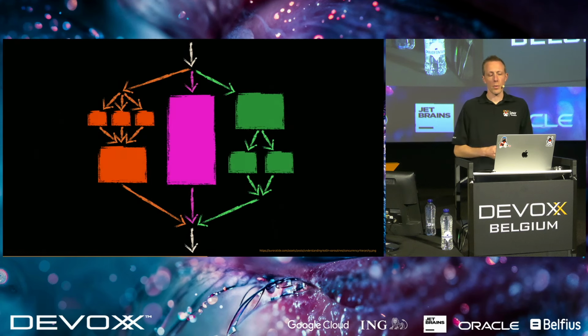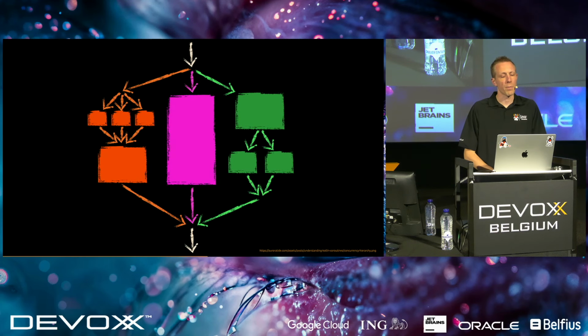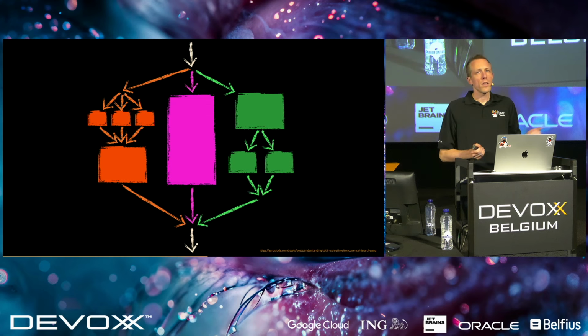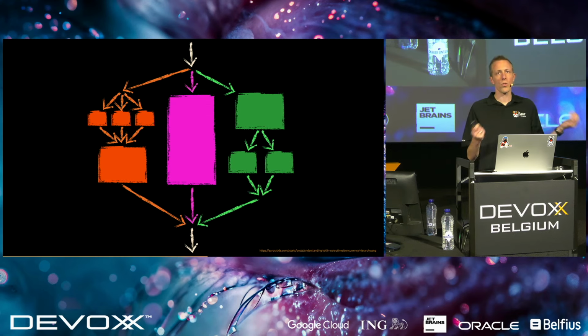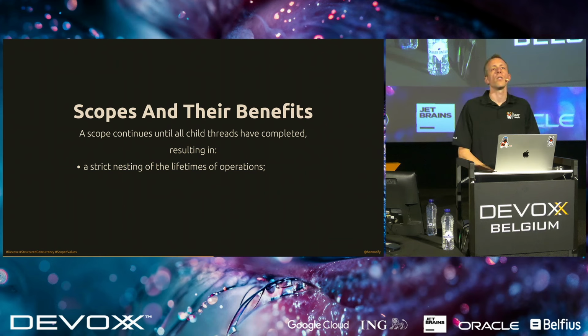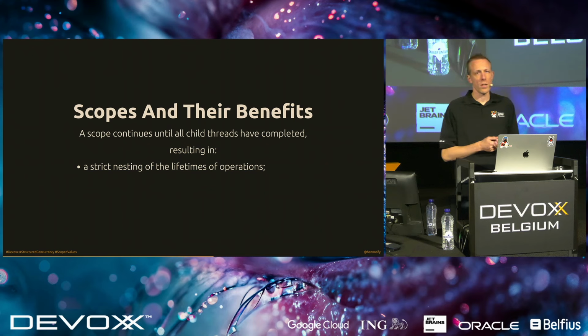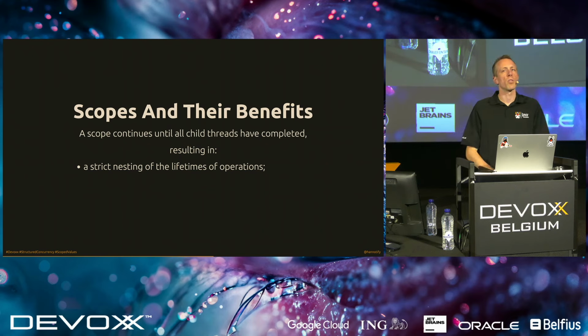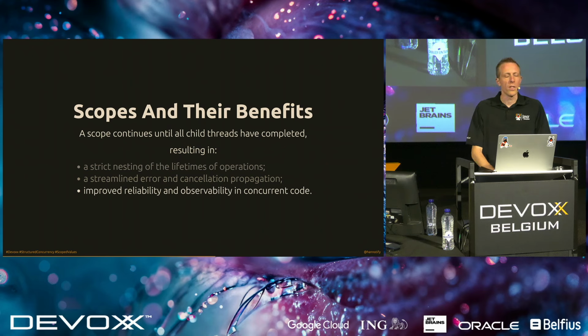This is a simple hierarchy, but it is entirely possible to build more complicated hierarchies, spawning three different tasks that then all return to a single one, like here with the orange part of the graphic. So you could create a tree of threads with parent-child relationships. And this is all because of this concept of scoping. A scope in structured concurrency continues until all child threads have completed. This results in a strict nesting of the lifetimes of operations in a way that mirrors their syntactic nesting in the code. So the nesting in the code will mirror the way the lifetimes of operations behave. We will see this in the code example in a few minutes. But it also comes with streamlined error and cancellation propagation. And this ultimately leads to improved reliability and observability in concurrent code.